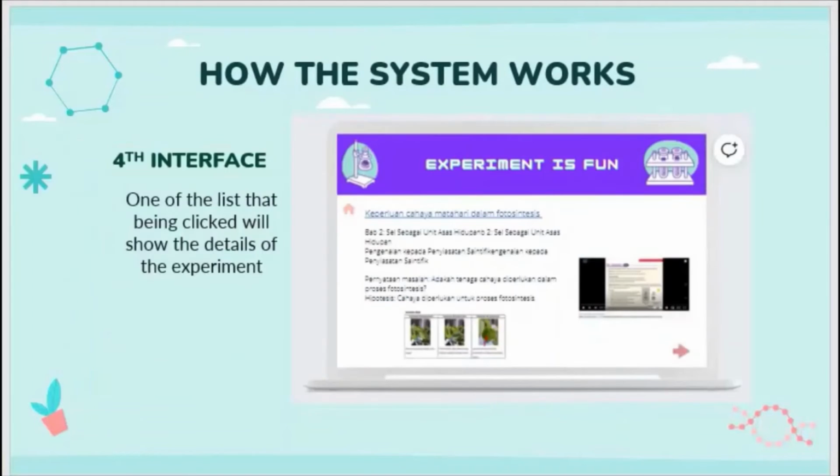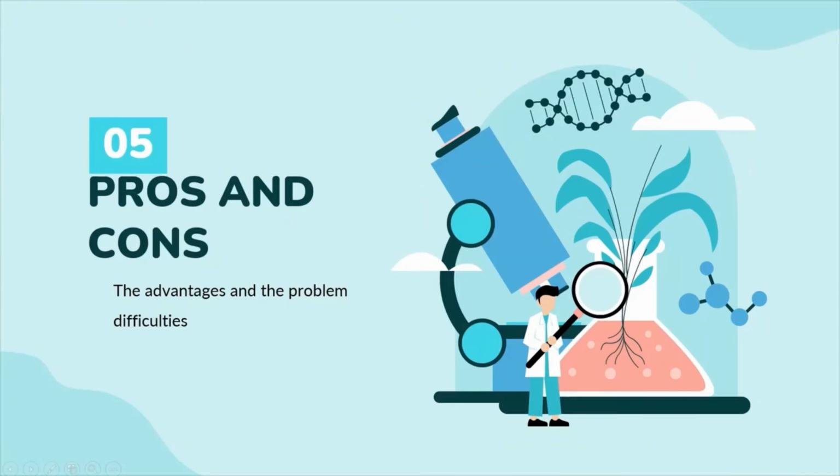So this shows how our prototype works, from the login page to the searching page, and then to the result list page, and finally the details of the experiment. For my part, I will elaborate on the advantages and the problem difficulties of this prototype.